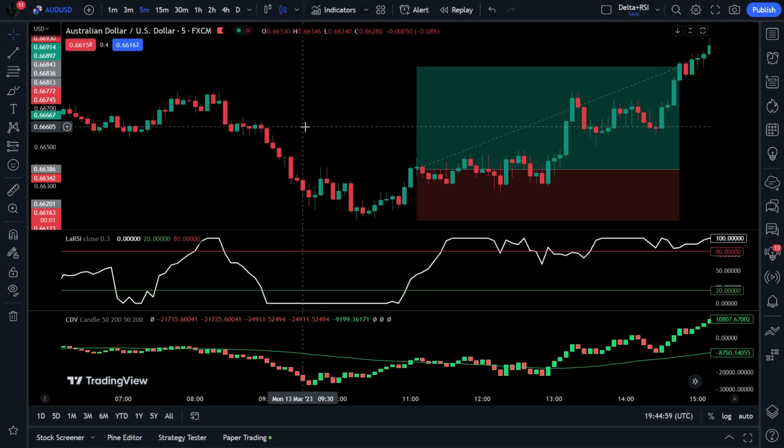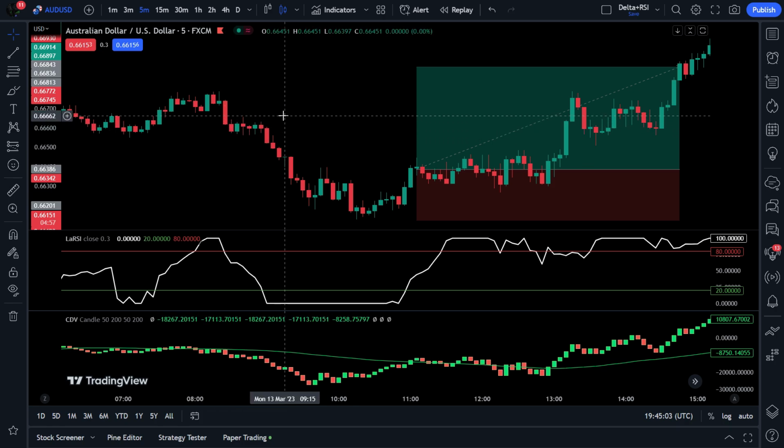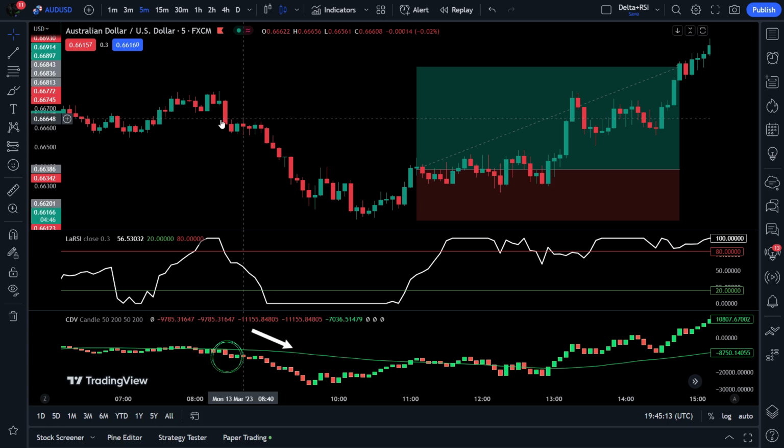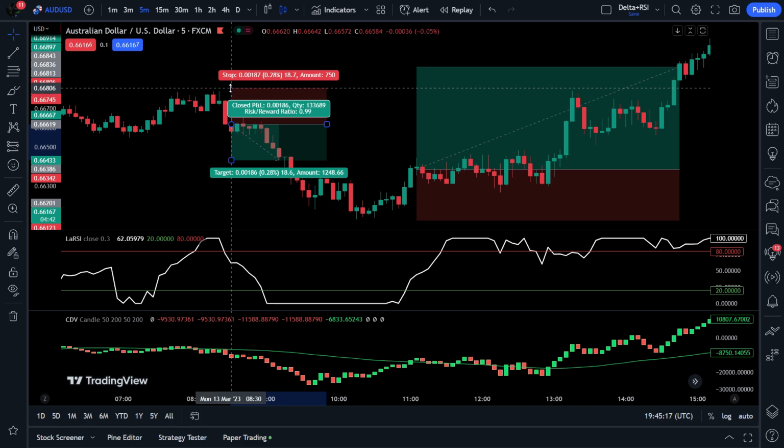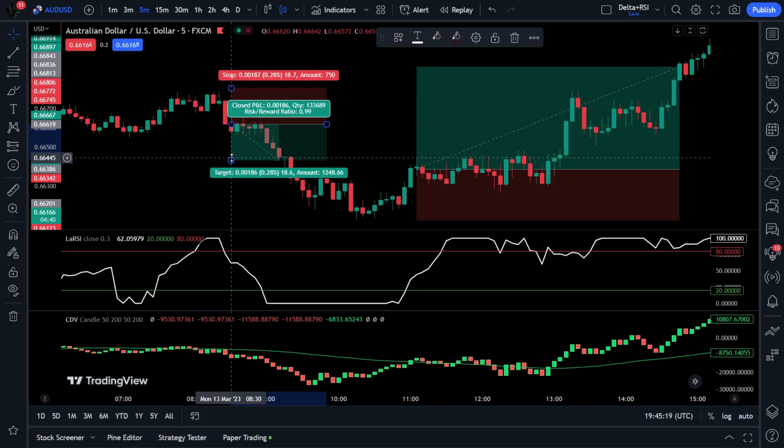Let's do another short example. As you can see, the requirements for our shorts have been met here. It is before the long position we just looked at. Our Laguerre RSI has broken out of the overbought 80 range colored in red, and our cumulative delta candles are red and below the 50 SMA. So let's take a short position. We set our stop at the recent swing high and we target 1 to 2.